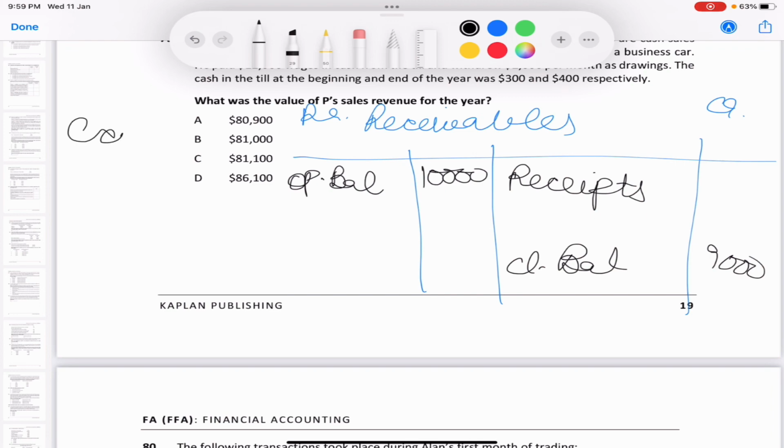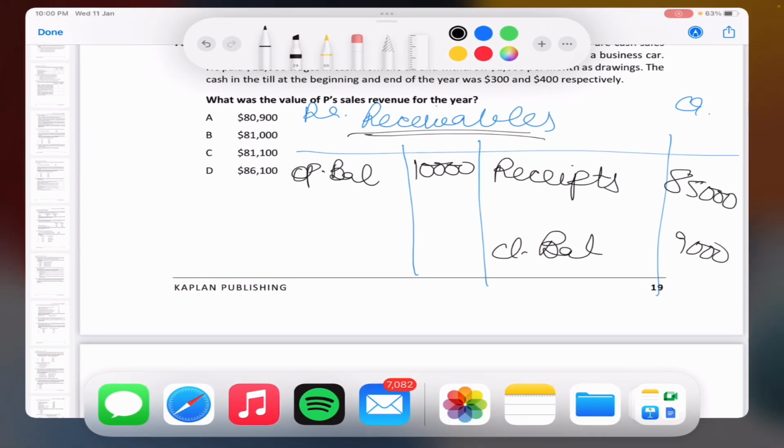Now when I have received the cash from my receivables, when my debtors pay off their money, then their accounts get closed, right? So when I receive the cash payment, the receivables decrease. That is why I am putting receipts on the credit side, because my debtors decrease. Since the receivables balance is debit, if it increases, we will debit it, and if we have to decrease it, we will credit it. 85,000. Okay.